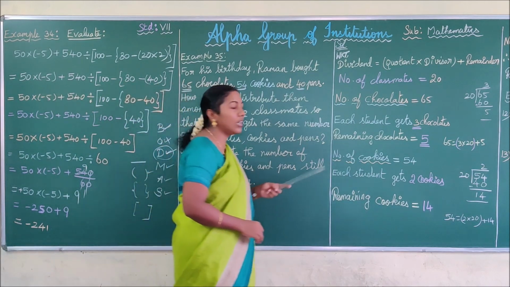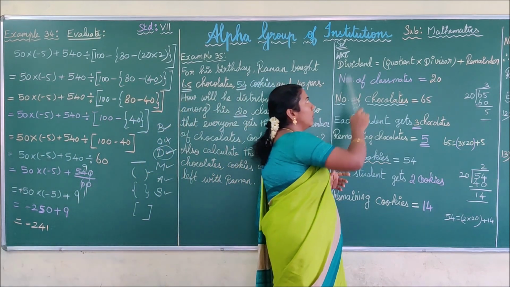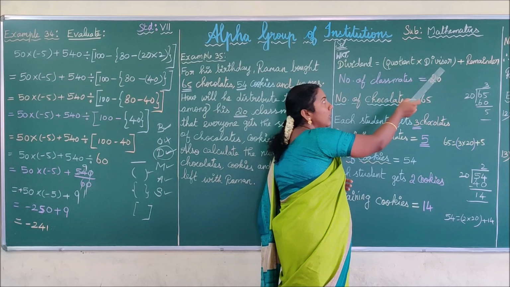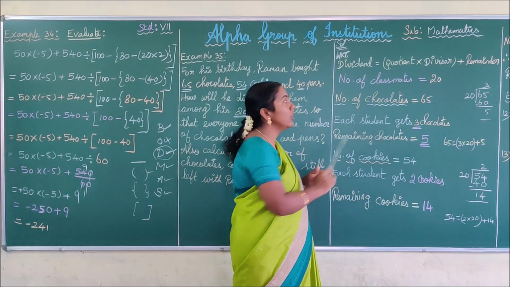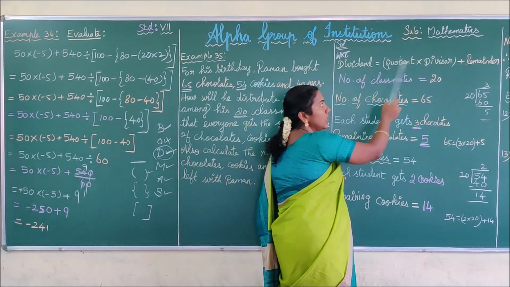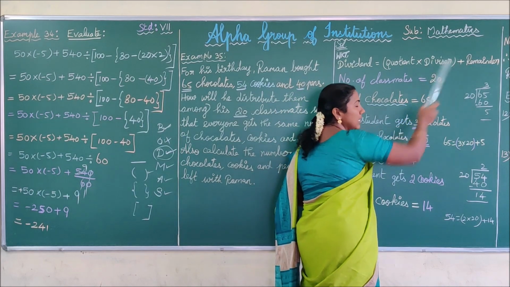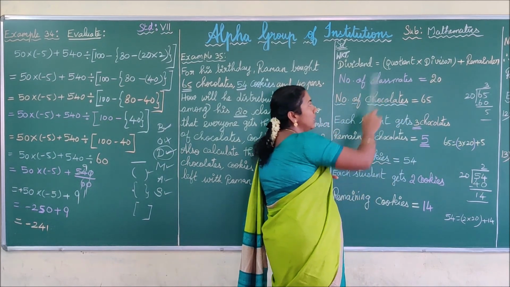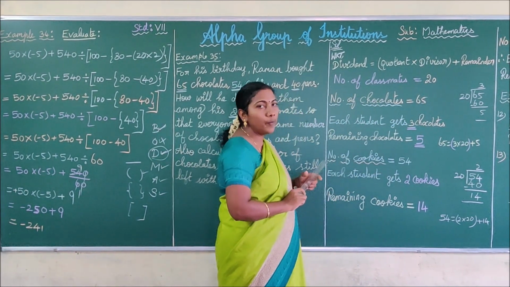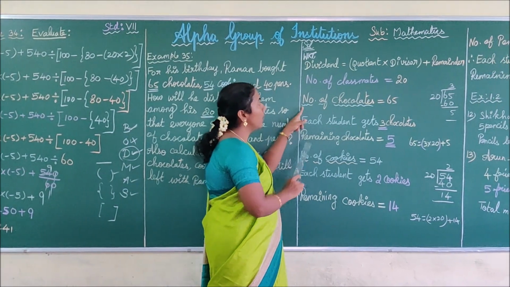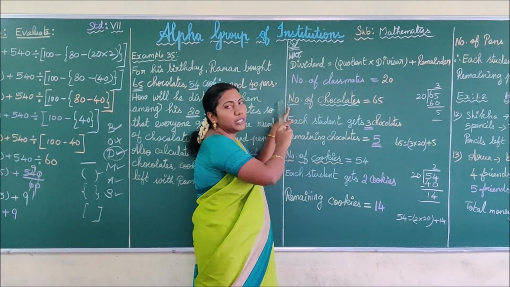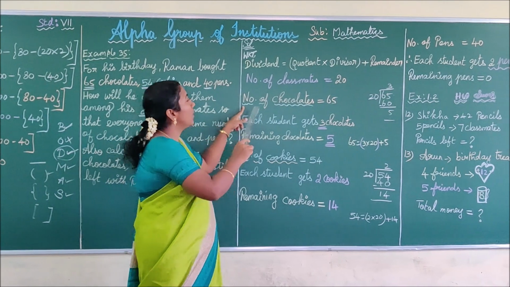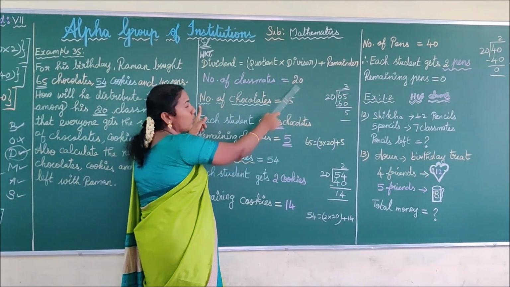Very easy sum, children. We already know the relation between dividend, quotient and the remainder. What is the relation? Dividend equals quotient into divisor plus remainder. By using this relation, we are going to evaluate this sum. Okay. First, we are going to write the number of classmates of Raman. Number of classmates of Raman is 20.